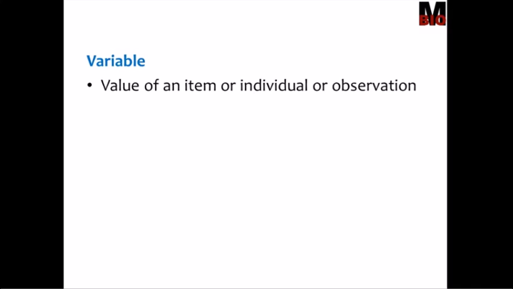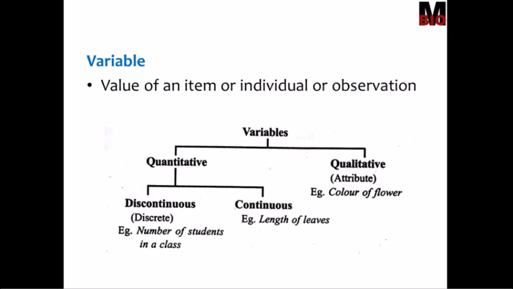Then next term, that is variable. The value of an item or individual or observation in a statistical investigation is called a variable. Variable comes under different categories. There are two major categories: quantitative variable and qualitative variable. Then quantitative variable is further divided into discontinuous variable and continuous variable.